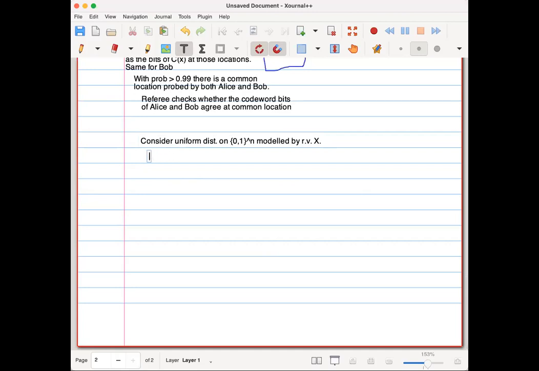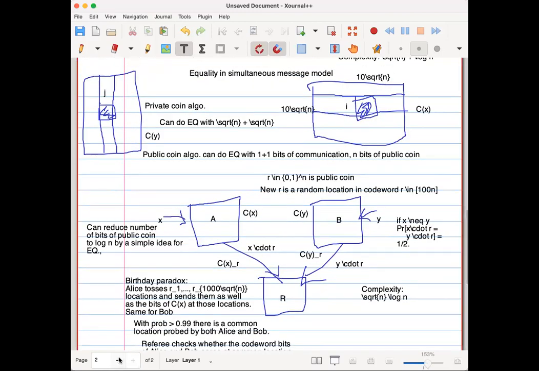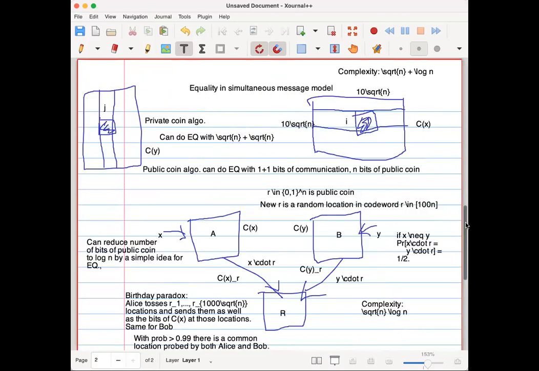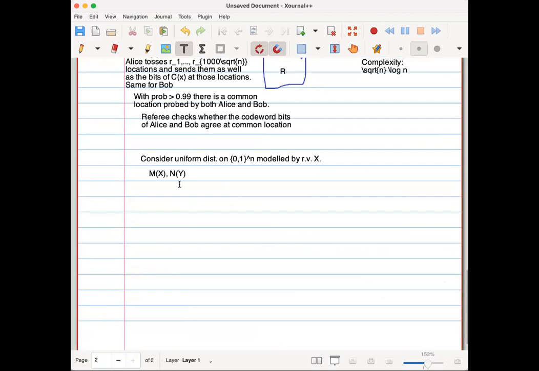Now I can talk of MX. MX is the random variable of Alice's message, and NY is the random variable of Bob's message. When I talk of MX, NY, where is this randomness coming from? Actually, for the proof we look at MX comma NX. So what do I mean by that? These are not independent random variables that I'm considering.